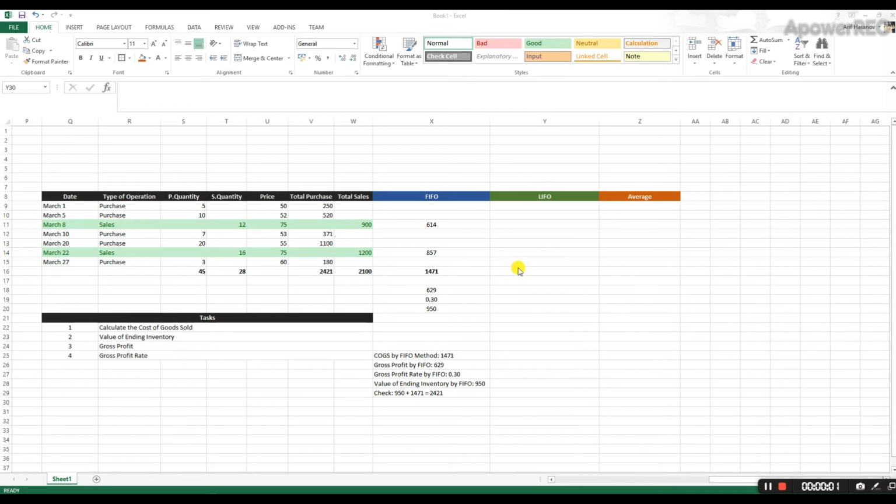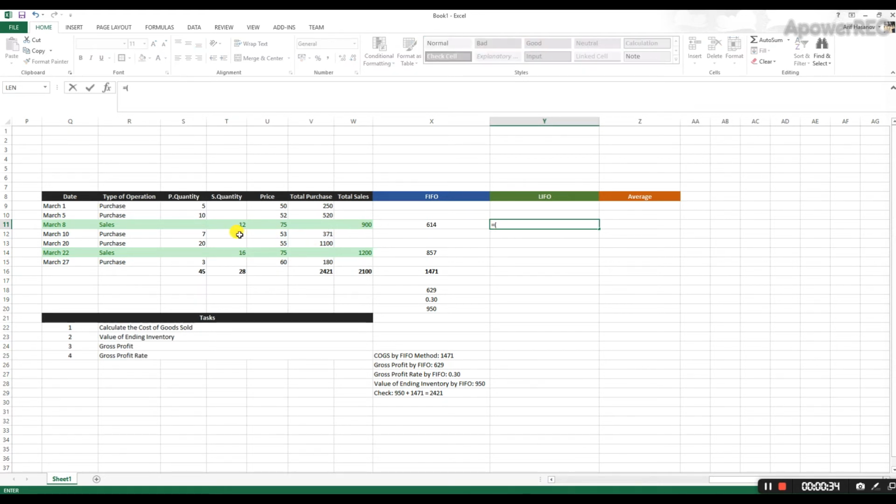Now let's take a look at the LIFO method. This is also an interesting method. So when we make a selling of 12 here, we have to take the last in first out. So by the chronology, last in is this one, the one that we bought for 52. So this selling here, 12 pieces, must be calculated for the cost of goods sold.